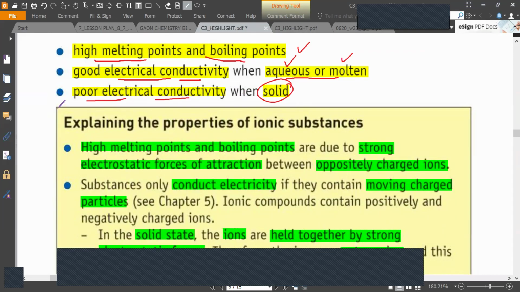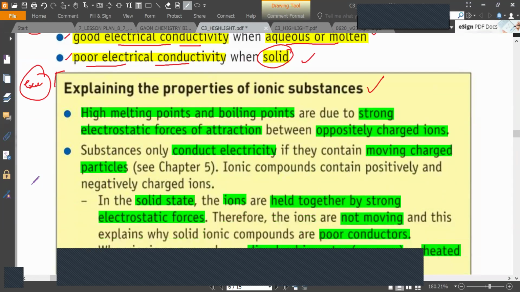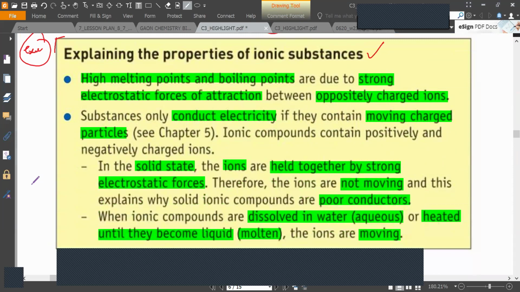We see this yellow box again. It means for core, we just need to know the properties, these three properties. But for extended, we need to know the explanation, the reason, as well. We know all of the reasons, so we can take a look.